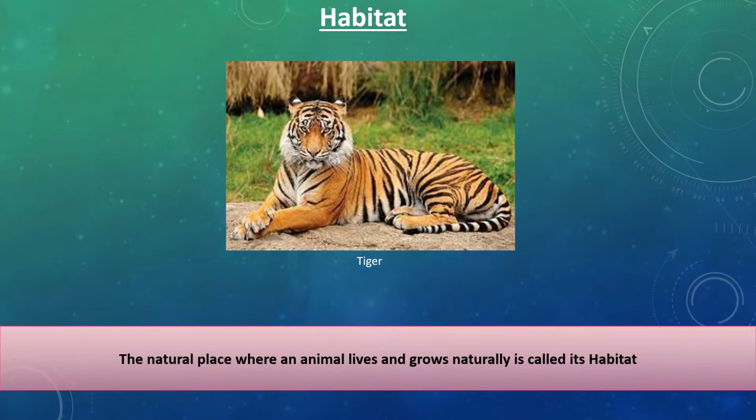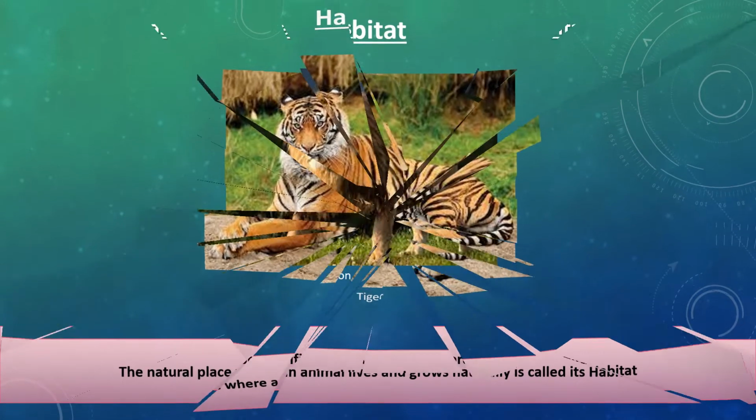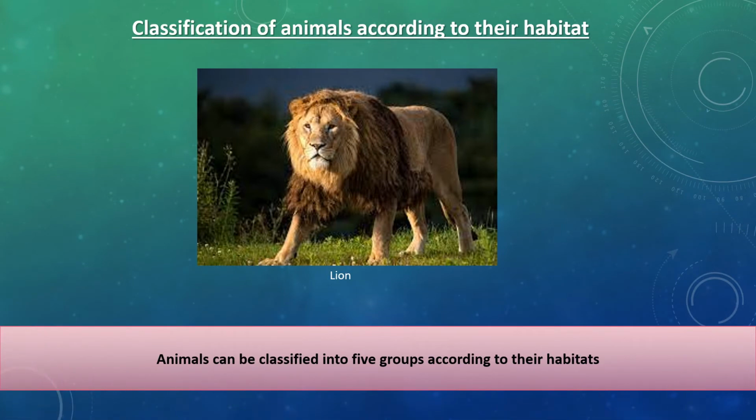What is the meaning of habitat? The natural place where an animal lives and grows naturally is called its habitat. Let us see the classification of animals according to their habitat. Animals can be classified into 5 groups according to their habitats. They are terrestrial animals, aquatic animals, amphibians, arboreal animals, and aerial animals.